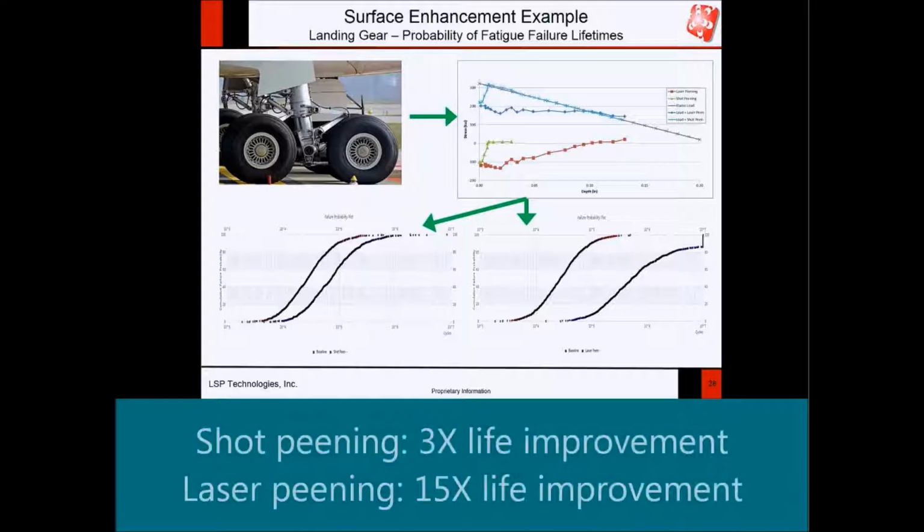And if we look at failure probability plots, what you see is that the shot peening is expected to increase the fatigue life about 3x. And if you look at our laser peening profile for failure probability, we're at about a 15x improvement with laser peening.